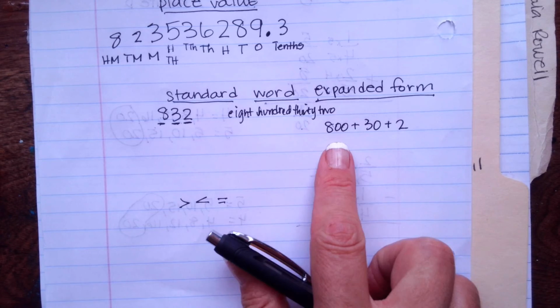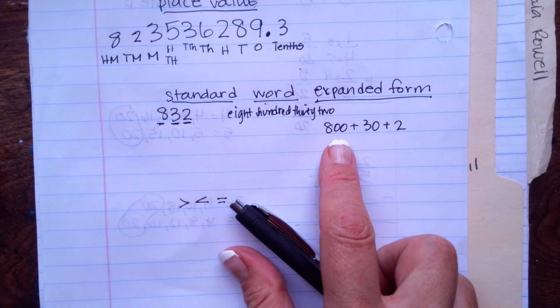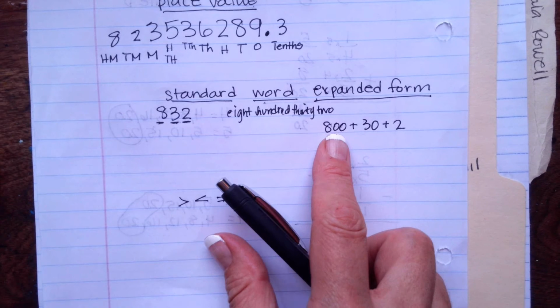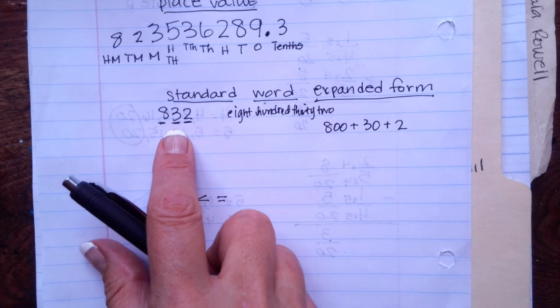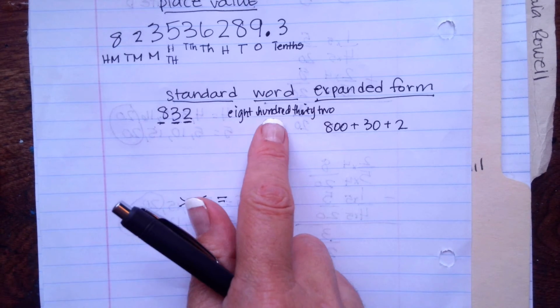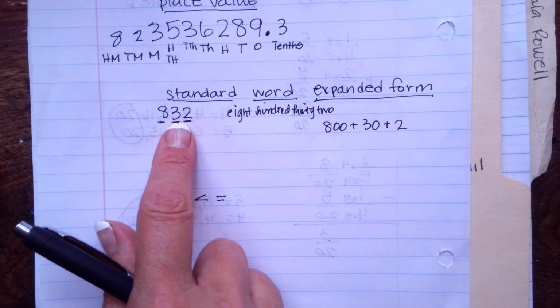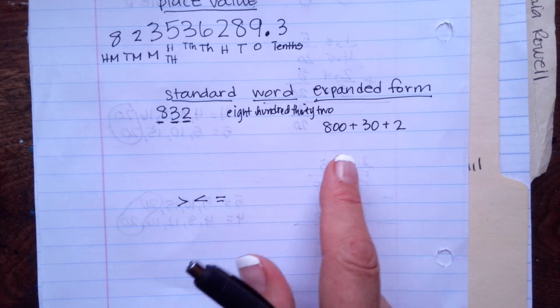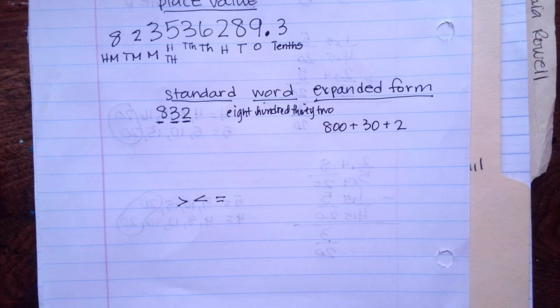So that's what they mean by standard, word, and expanded form. They might show you something like this and say put it in word form, or they might say put it in standard form, or they might say here's the word form, put it in standard or put it in expanded, or they might give you standard and say put it in word or expanded form. But that's how all three of them go. Do you have any questions about that?